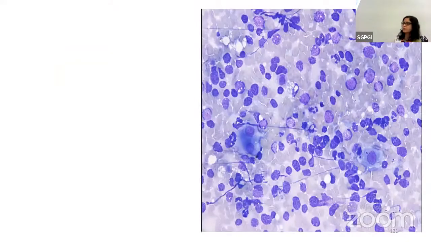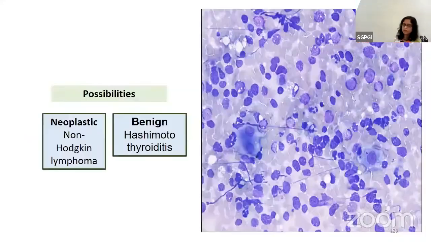You are seeing predominantly lymphoid cells, no thyroid follicular cells. There is an admixture of mature and immature, but there is an immature lymphoid cell preponderance. Anybody? So category 6? I told there is an admixture, beta. So with an admixture, your differentials are non-Hodgkin lymphoma, as you said, category 6, or it can be Hashimoto.